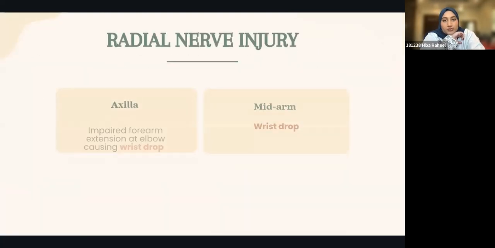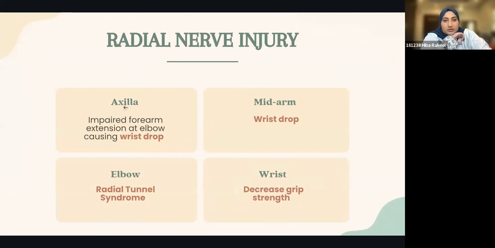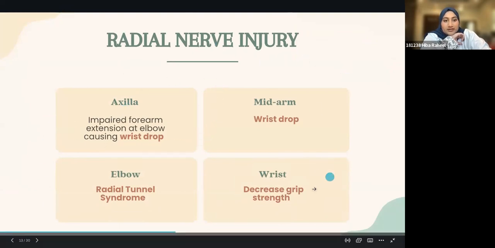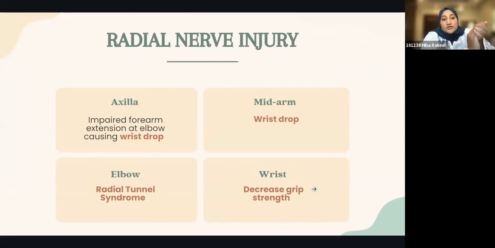All right, so radial nerve injury. I'll go over this as a recap of what I've said so far. If the radial nerve is damaged in the axilla, this is the worst kind of damage to the radial nerve that you can have, because everything below the axilla, everything in your arm, your forearm, your wrist and hands, is going to be damaged. So if the radial nerve is damaged in the axilla, you can have impaired forearm extension because your tricep would be paralyzed, and it's going to be impaired because it's not going to be completely absent.